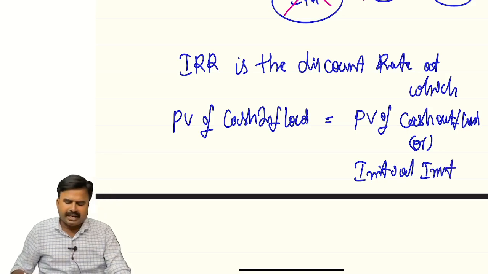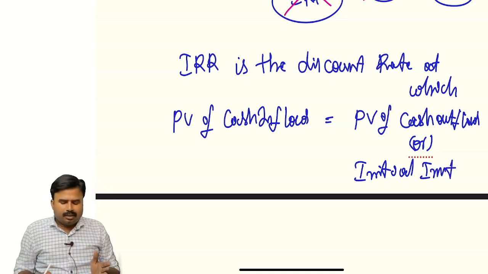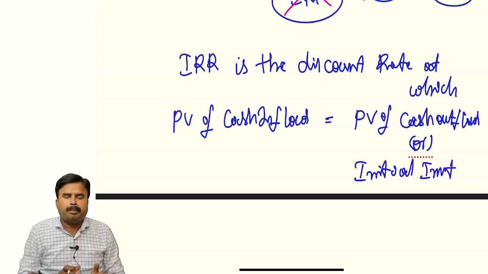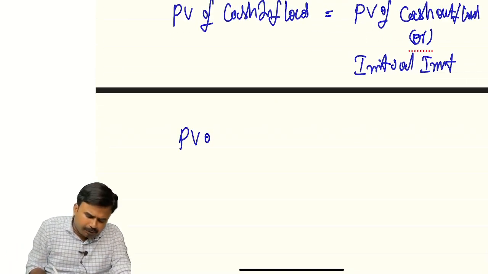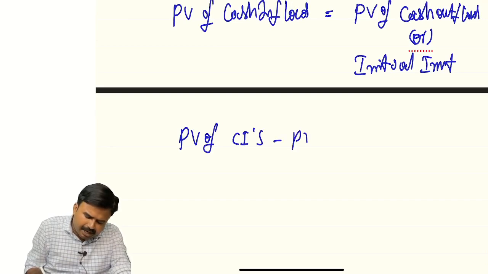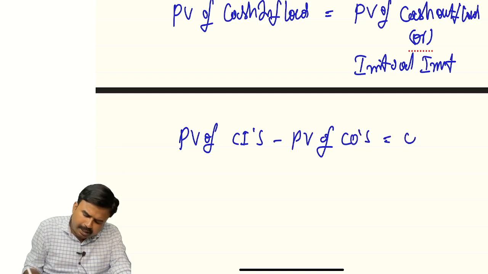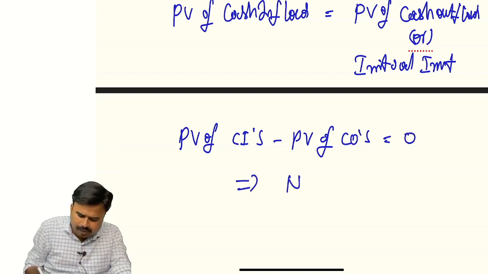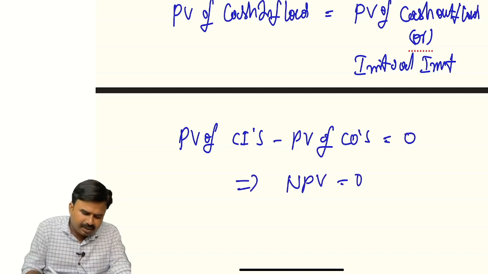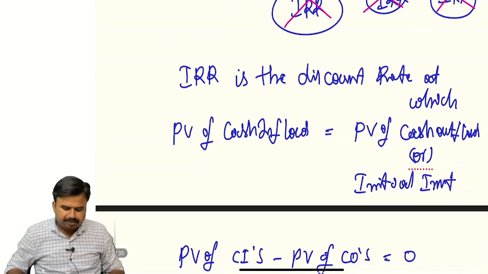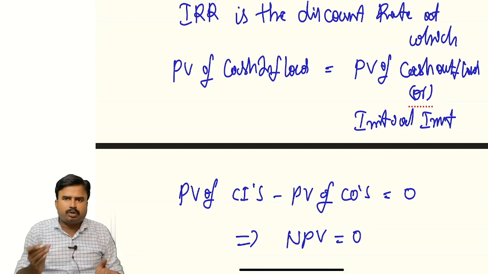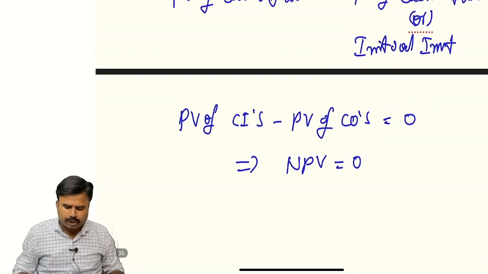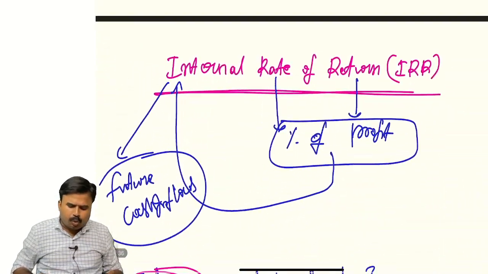So I can say IRR is the discount rate at which the present value of cash inflows must be equal to my present value of cash outflows, which means the present value of cash inflows minus the present value of cash outflows should be equal to 0. There your NPV is equal to 0. So IRR is the discount rate at which NPV is equal to 0. What is IRR? IRR is the discount rate which equates the present value of cash inflows with the present value of cash outflows. There your NPV is equal to 0. Yes, this is the true understanding of IRR.